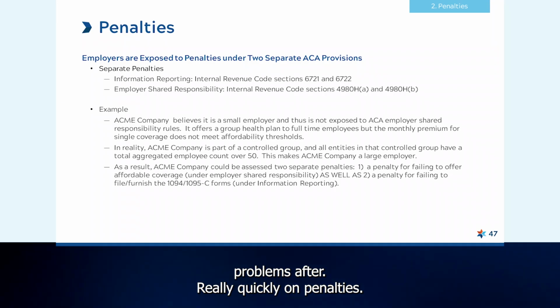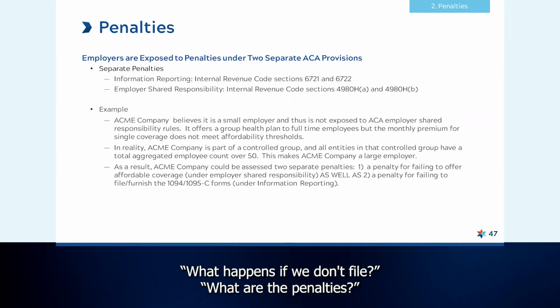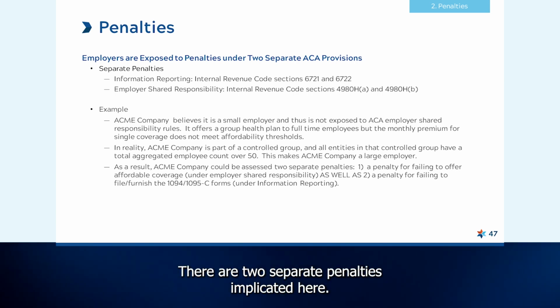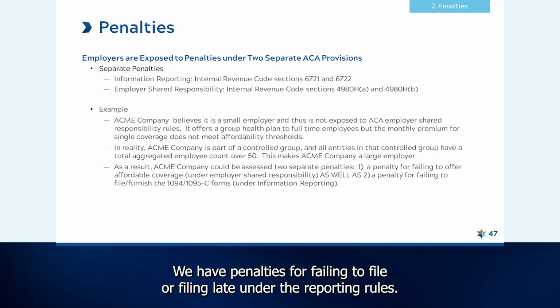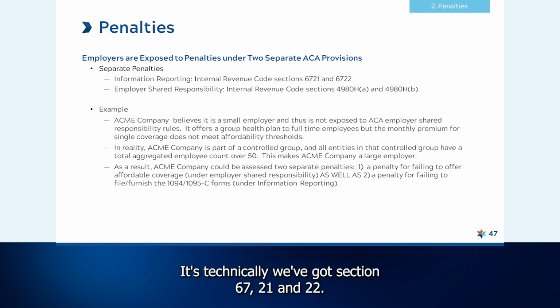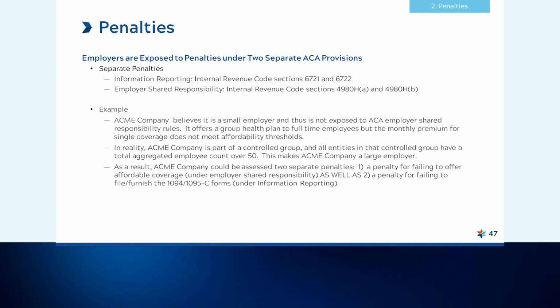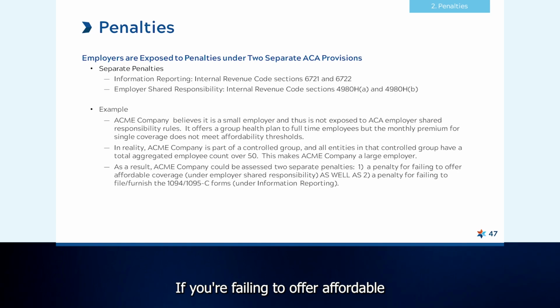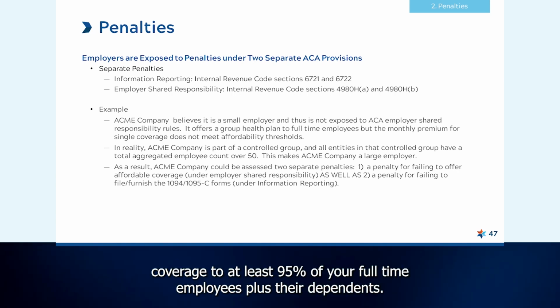Really quickly on penalties. Yes, I always get questions. What happens if we don't file? What are the penalties? How does that interact with the penalties under employer mandate? There are 2 separate penalties implicated here. We have penalties for failing to file or filing late under the reporting rules. It's technically sections 6721 and 6722. But we also have the separate penalties under employer mandate if you're failing to offer affordable minimum value coverage to at least 95% of your full-time employees plus their dependents.